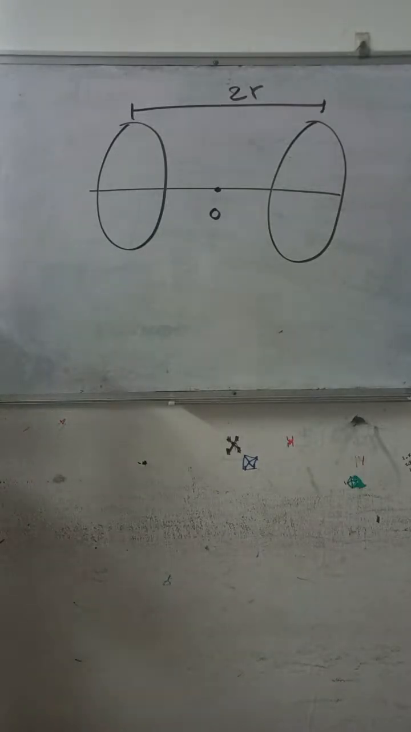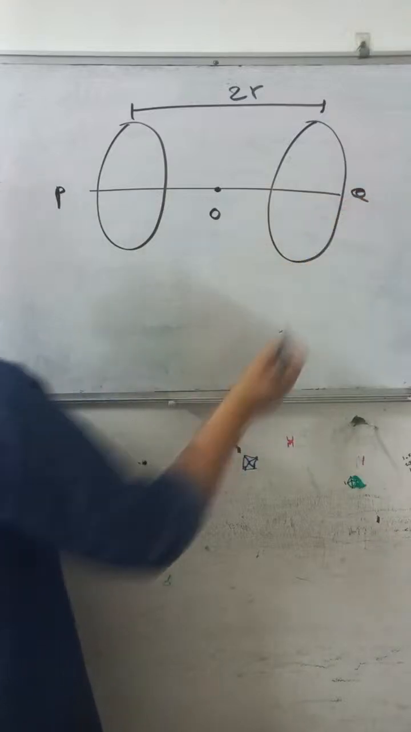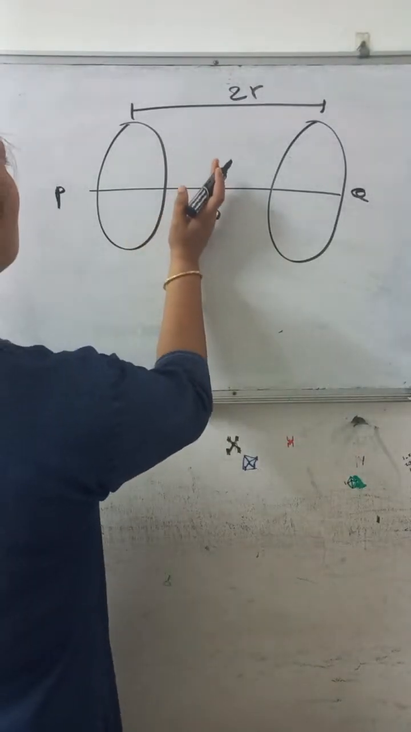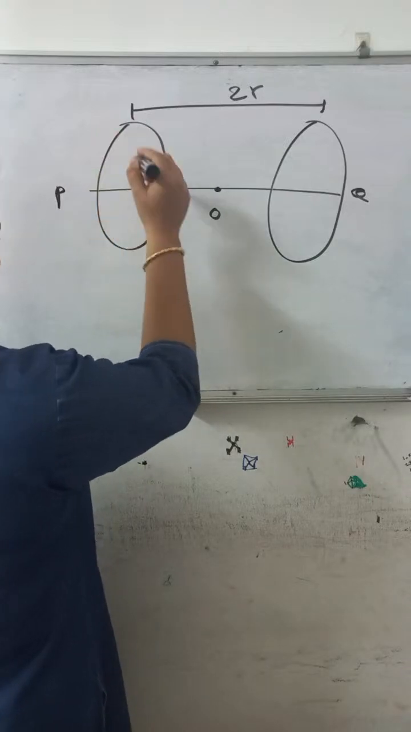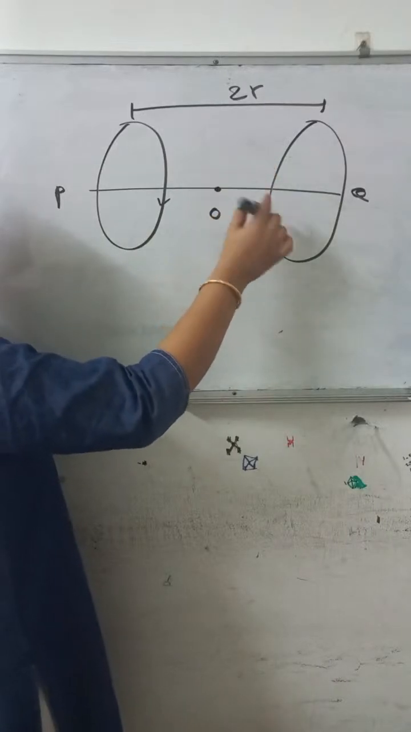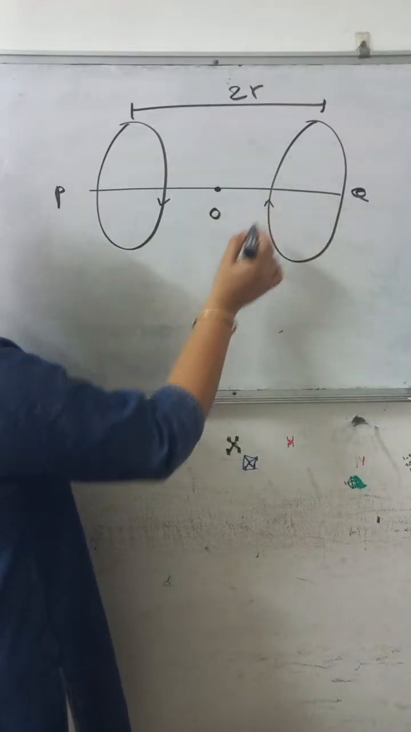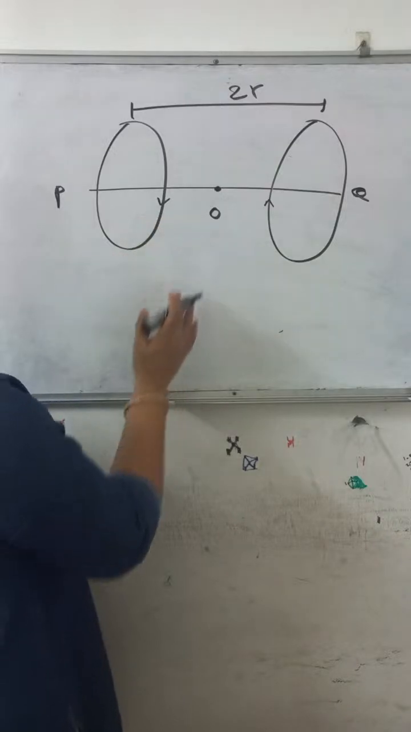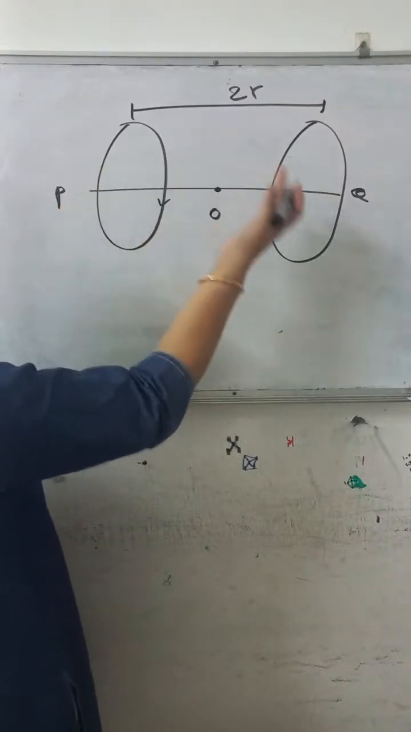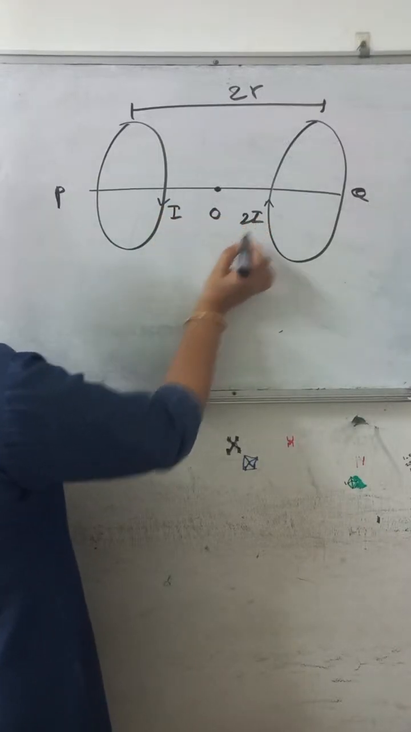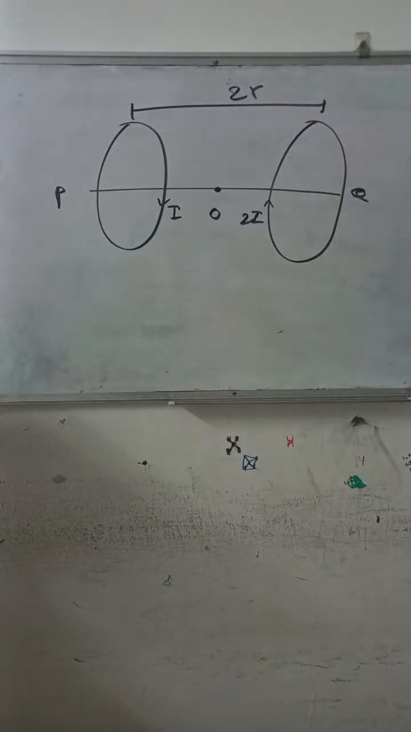That is given actually. This is the P loop and this is the Q loop. These two loops are given, and we have the point O. Suppose you are observing from O, you can see the current in this one is in a clockwise direction. And if you observe from here, the current is also in the clockwise direction. Can you get what I am saying? Both directions from O are clockwise. In one loop I amount of current is flowing, and in the other loop 2I amount of current is flowing.